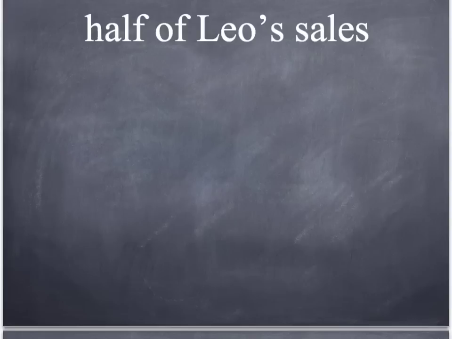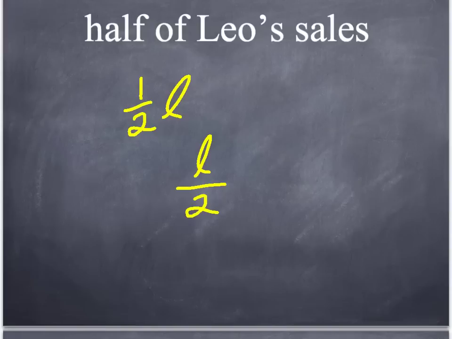Half of Leo's cells, so we'll use L for Leo, and we can write this in one of two ways. We could do 1/2 L, or we could do L over 2, or technically it would be correct to do L times 1/2. Any of those options would be correct.